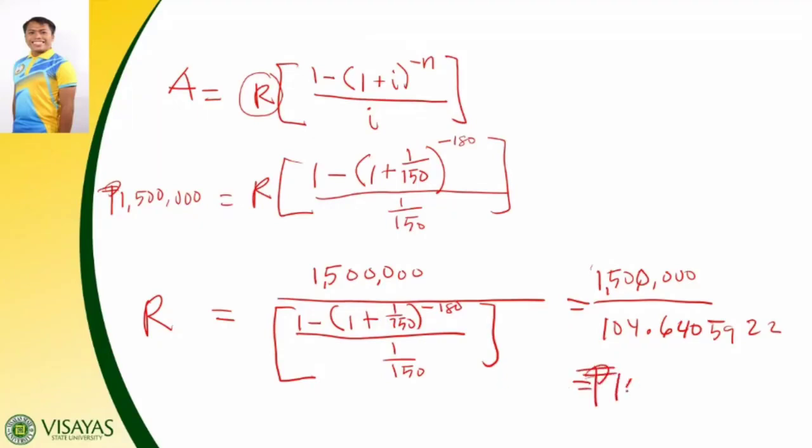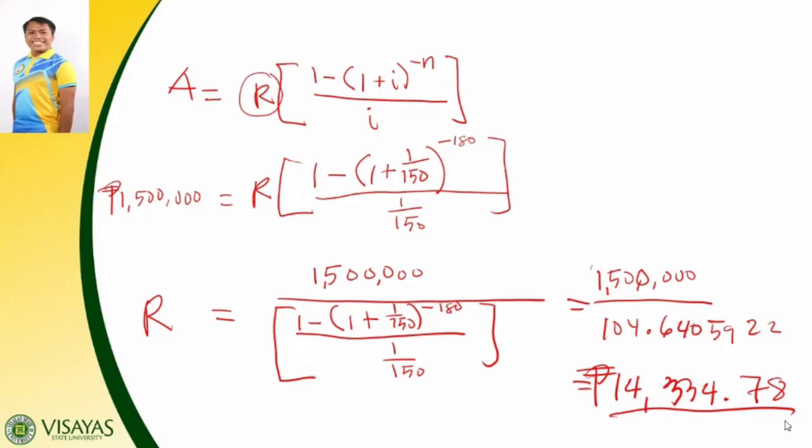So this is the monthly payment, 14,334.78 to two decimal places. That's your monthly payment. Can you follow?